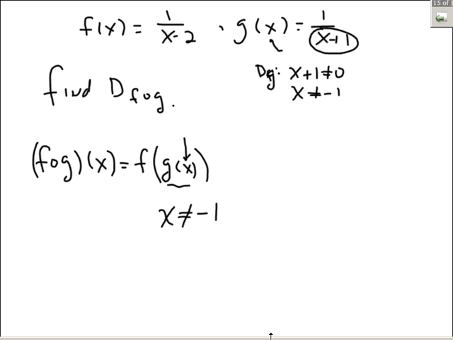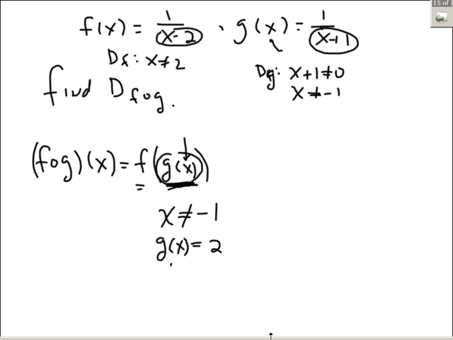Okay, now we're taking f of this. What can you not take f of? You cannot take f of 2. What you're taking f of can't be 2, because that's what makes the bottom 0. We're taking f of this. It can't be 2.